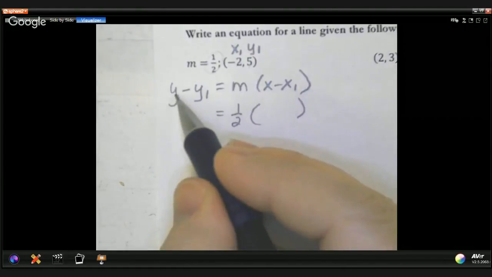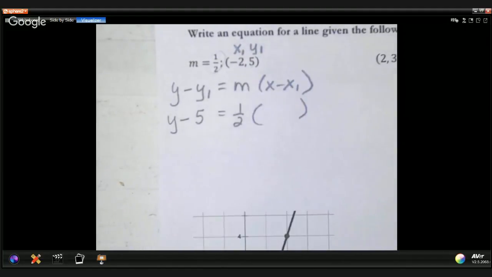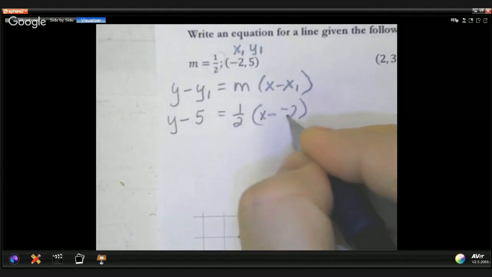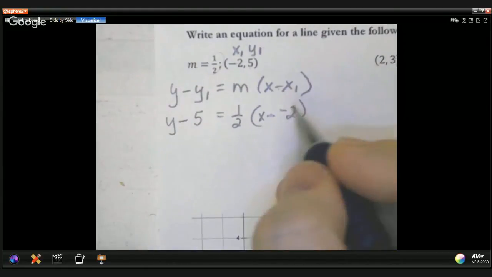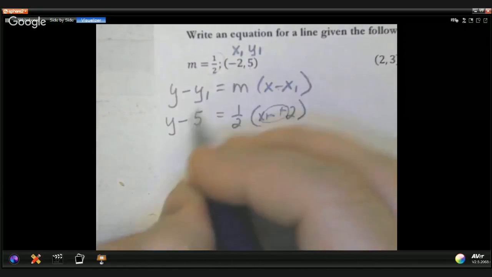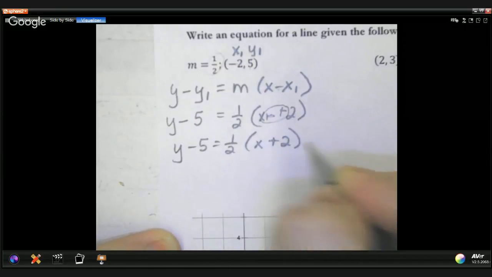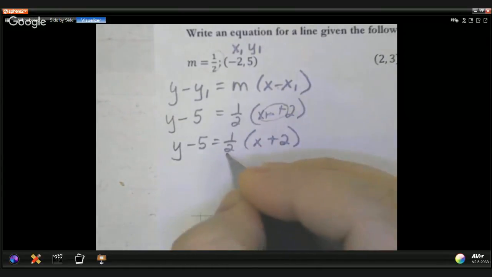I don't know what y is, so I write y, but I do know that y1 is 5. I don't know what x is, but I do know that x1 is -2. And I wrote a minus because it says minus. Now if you notice, 2 negatives become plus. So I get y minus 5 equals 1/2 times the quantity x plus 2. Whenever we have parentheses, I'd like us to distribute. Some people will leave the equation here and say this is good, but I would like us always to get it into y equals mx plus b. So I'm going to distribute this 1/2.